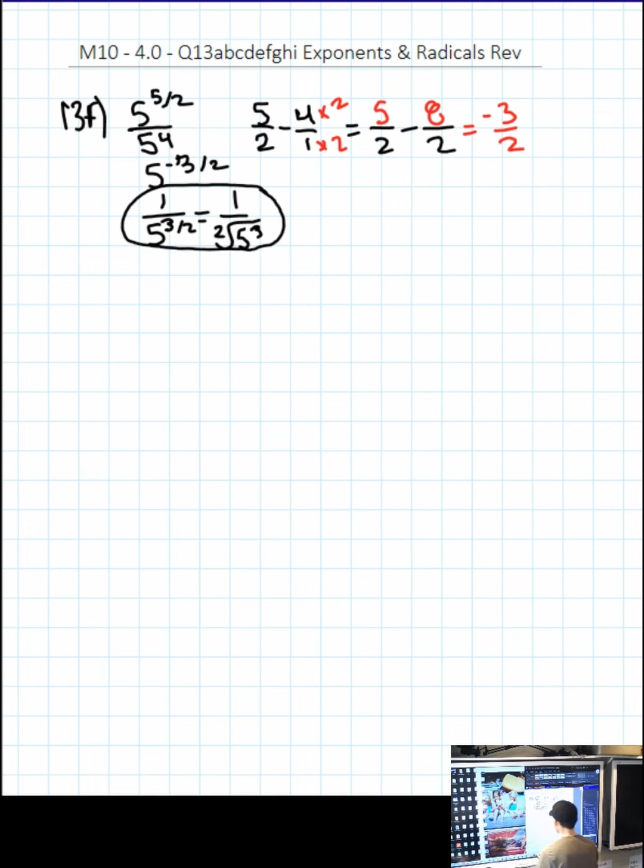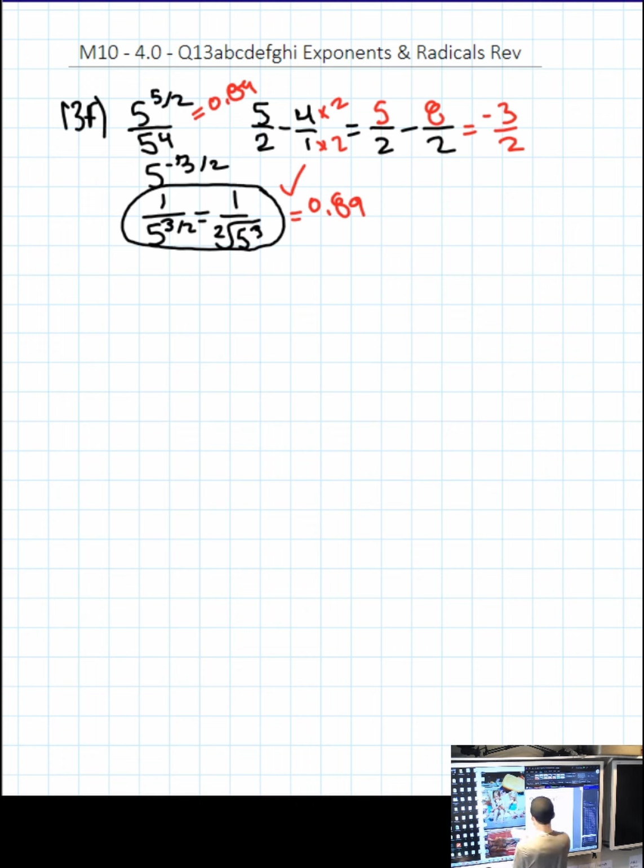Okay, on the calculator we have 5 to the exponent, 5 over 2, divided by 5 to the 4. I hope you're always checking your answer on your calculator while I am. And near the question, that is equal to 0.89. And then on the calculator we can do 1 divided by the square root of 5 cubed. And we also get 0.89, so we know that we are correct.